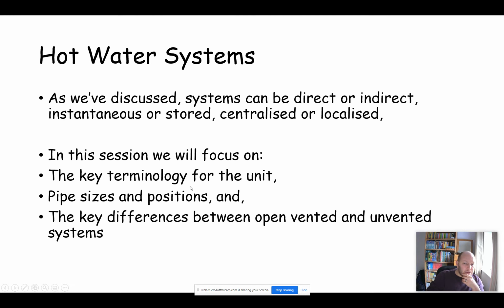Alrighty, hot water systems. So we've already looked at direct and indirect in the first part of hot water. We've also discussed that things can be heated instantaneously or they can be stored, and they can be stored in a centralised location and feed lots of appliances, or they can be localised appliances which just feed one or a very small group of appliances. Okay, so we're going to look at the key terminology for the unit in this section. We're going to look at the pipe sizes, positions, and the key differences between open vented and unvented or sealed systems.